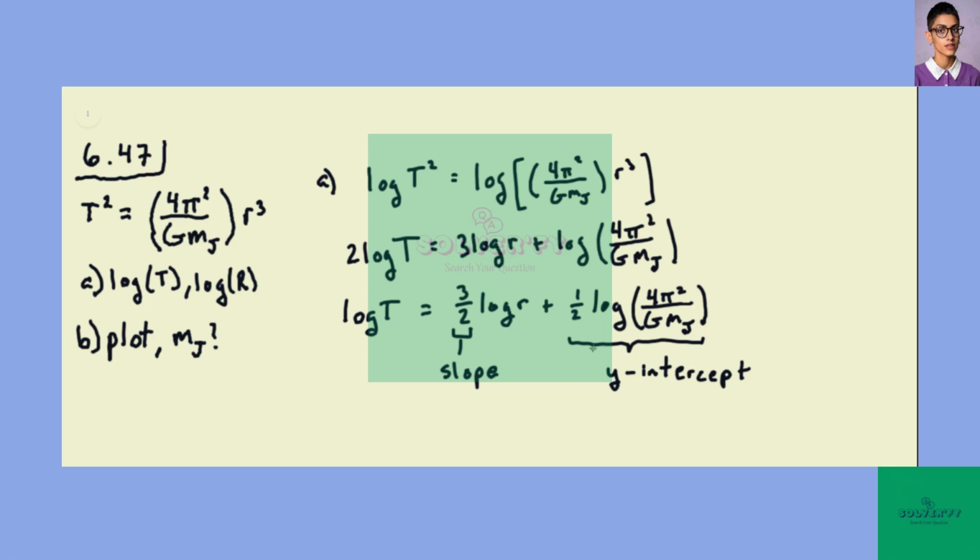So this is good. So if we plot log of T versus log of r, we know what the slope should be. And then we also know that we can find the mass of Jupiter from the y-intercept.